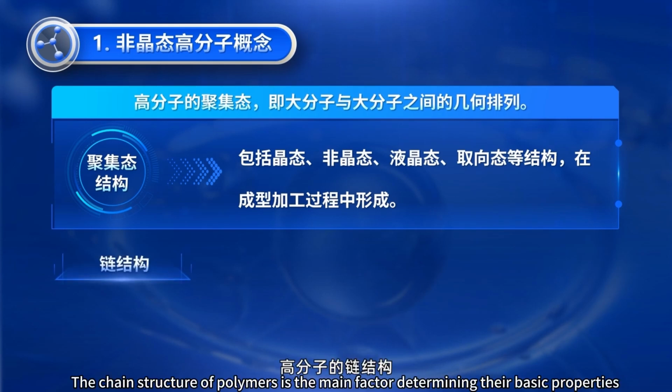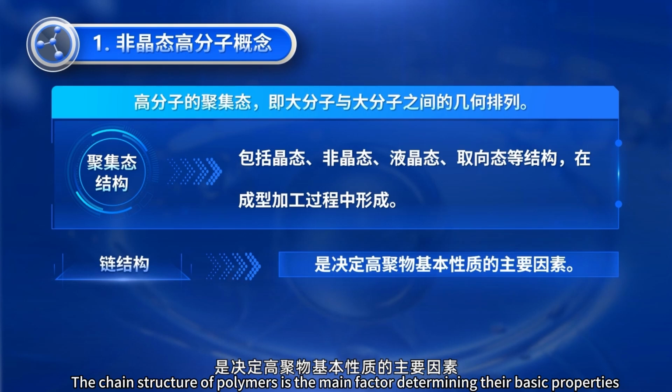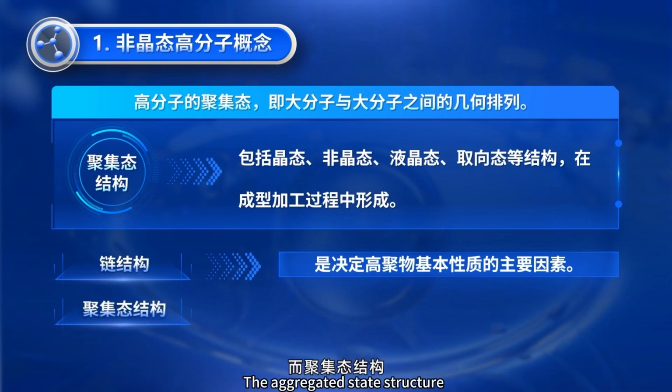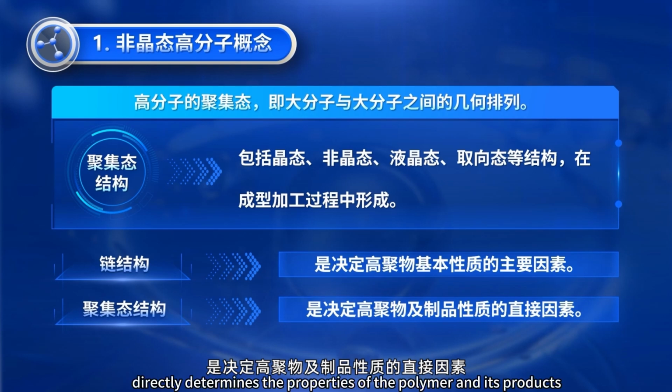The chain structure of polymers is the main factor determining their basic properties. The aggregated state structure directly determines the properties of the polymer and its products.